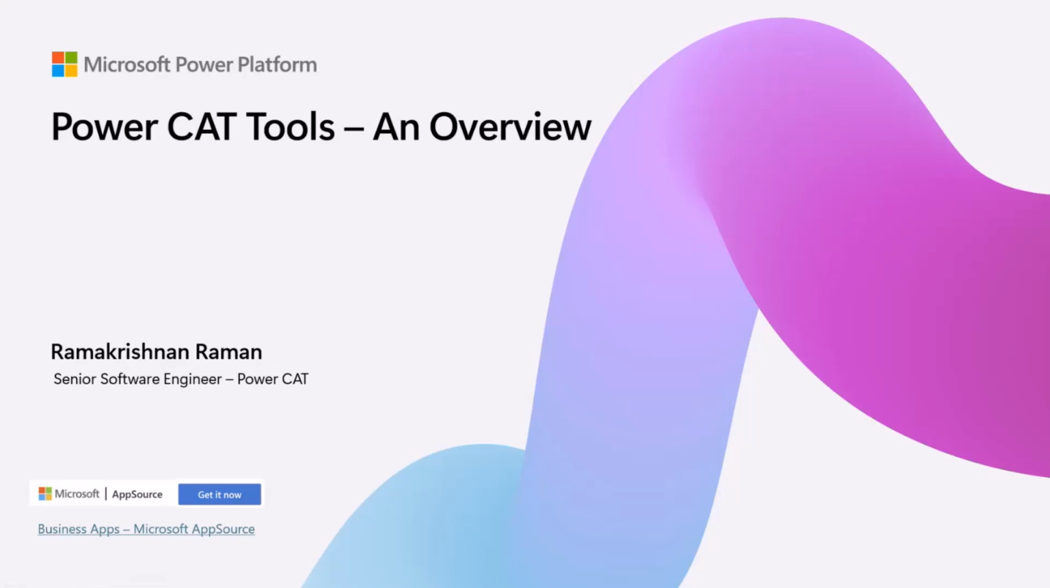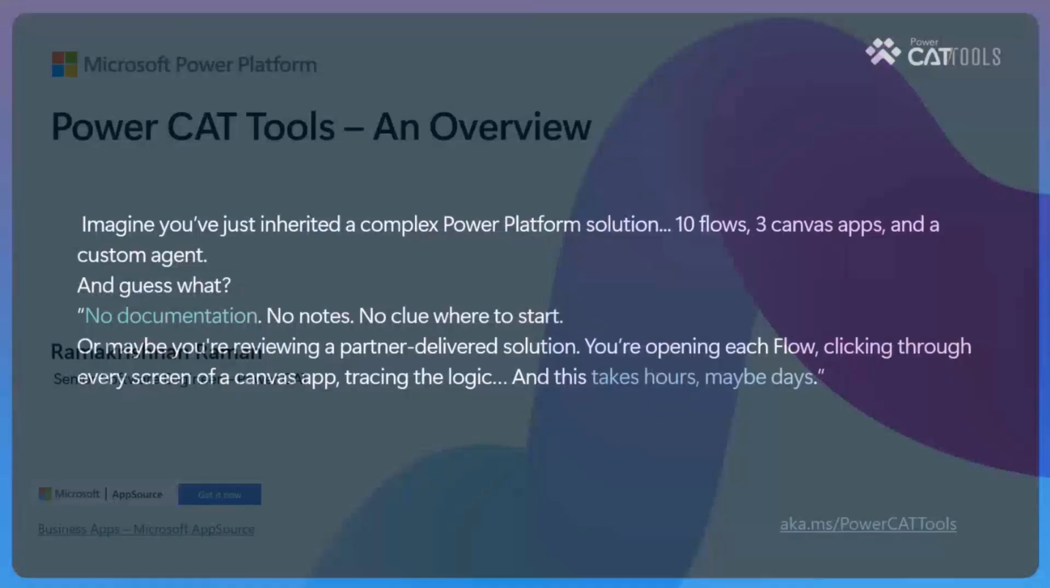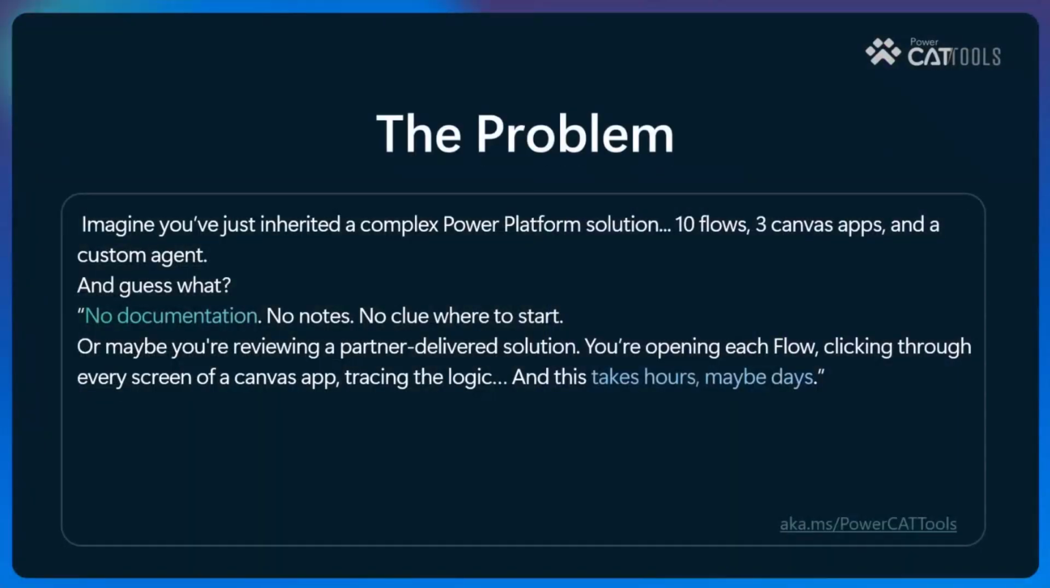Thank you. So hello everyone. Welcome to the session on PowerCat tools and overview. I'm delighted to be here. I want to start the presentation with a problem. Imagine you have just inherited a complex Power Platform solution, which may have 10 flows, 3 Canvas apps, and an agent. And guess what? There is no documentation, no notes, no clue where to start enhancing the solution.